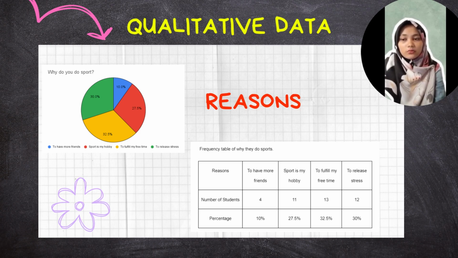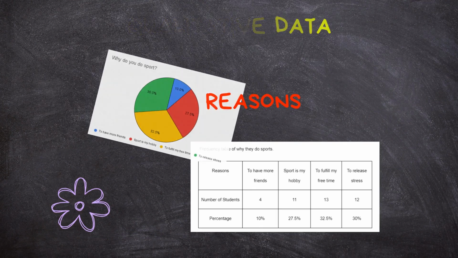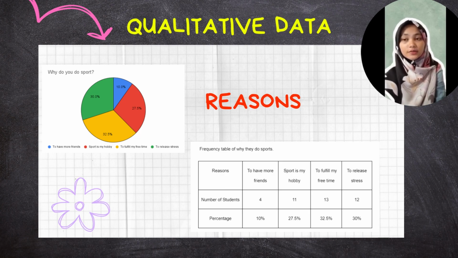Additionally, sport is my hobby is a reason that occupies 27.5%, which is in the red area. Lastly, the smallest area that has blue coverage, which represents to have more friends, has 10% in percentage. Here you could see the frequency table of why they do sport.